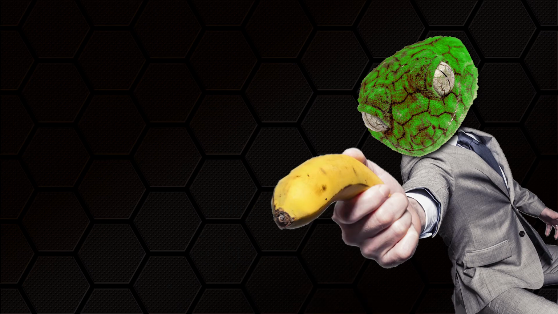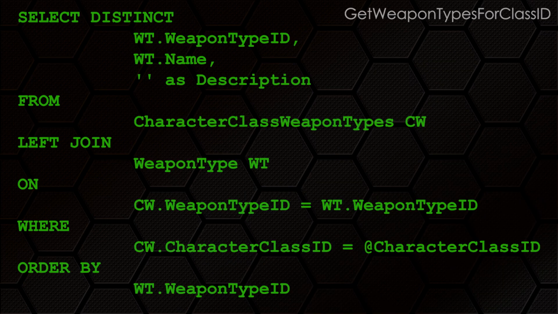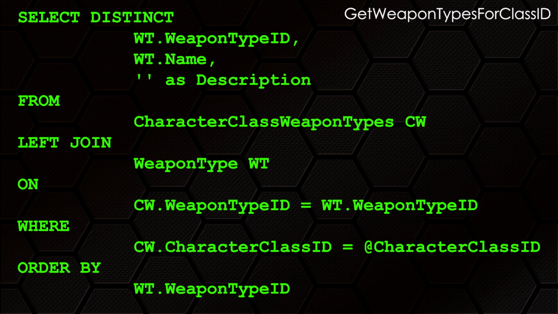This time, we'll look at get weapon types for class ID. This select query is a useful example because while quite small, it demonstrates several of the things a select query can do. It has a distinct keyword, meaning that only unique rows will be returned, no duplicates. It returns table fields and also shows how you can return arbitrary data that isn't in a table, in this case a field called description with an empty string in it.